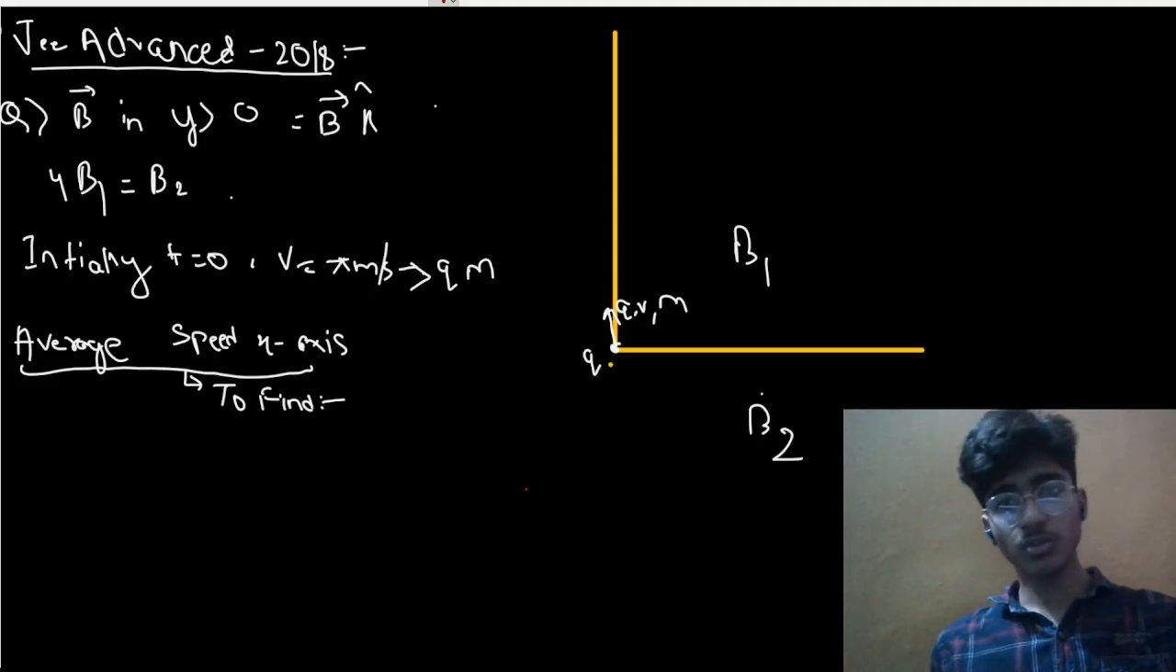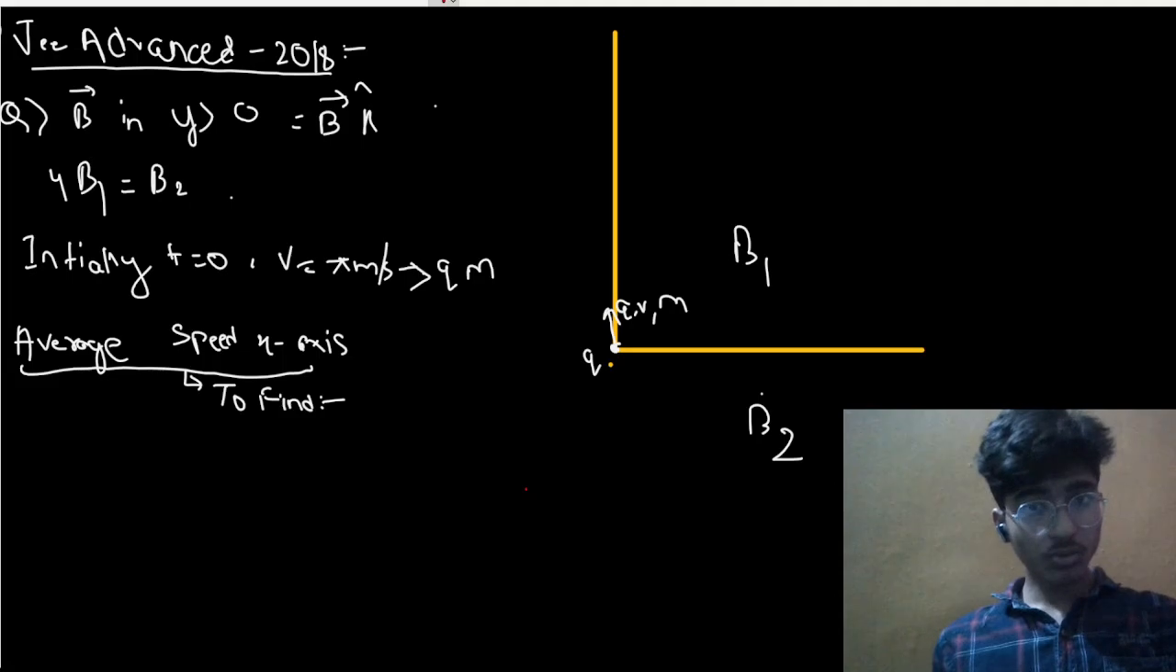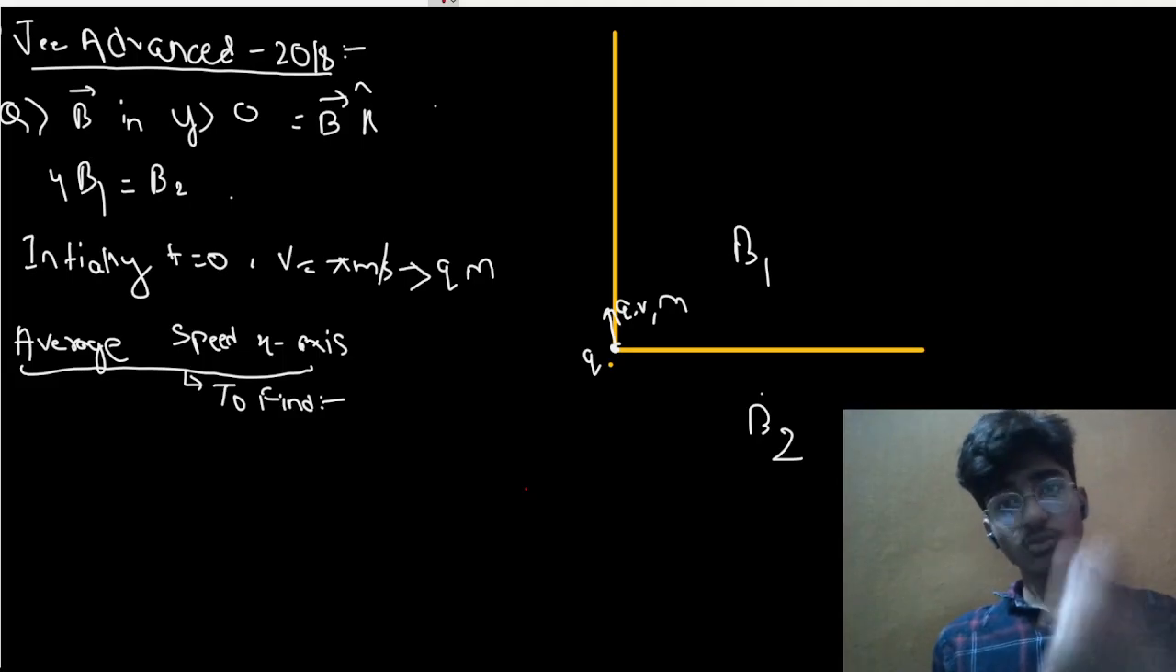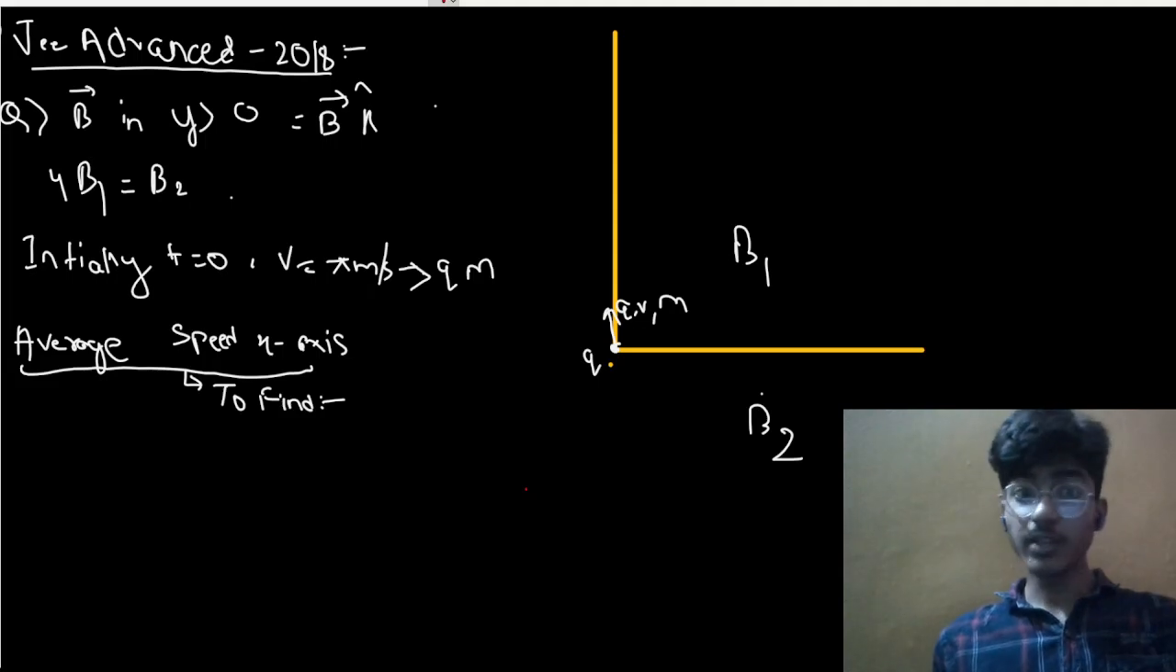We all know that the particle will travel in a circular or semicircular motion. Then it enters into the B2 magnetic field. In the question, we have to find out the average speed in the x-axis. When this particular charged particle moves, it will firstly move in the first quadrant, then it will move in the second quadrant, and then it will enter into the first quadrant again. Then we have to find out the average speed on the x-axis. So let's understand this question and solve this pretty easy question.